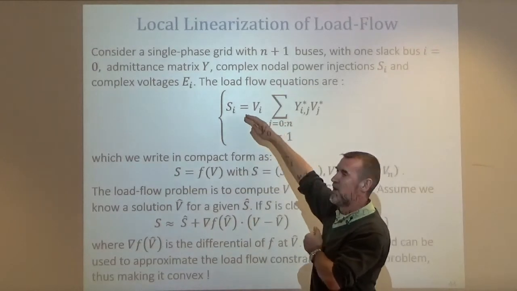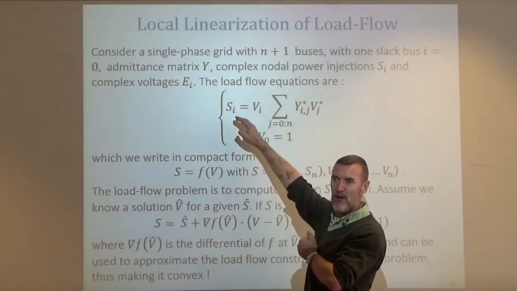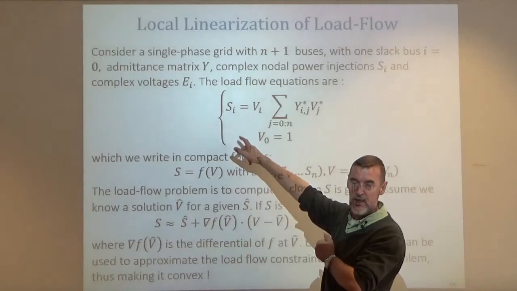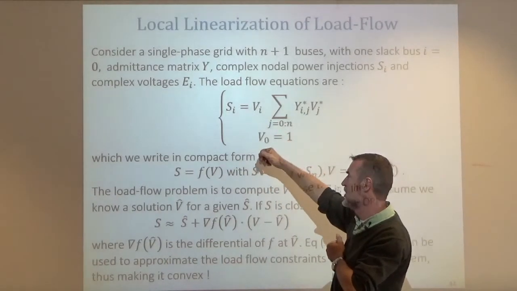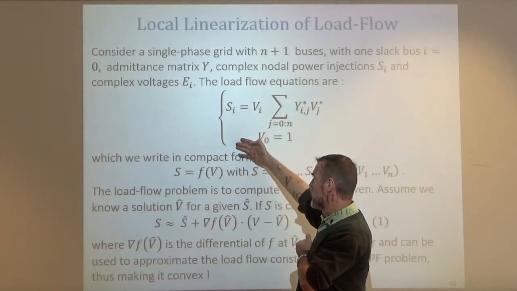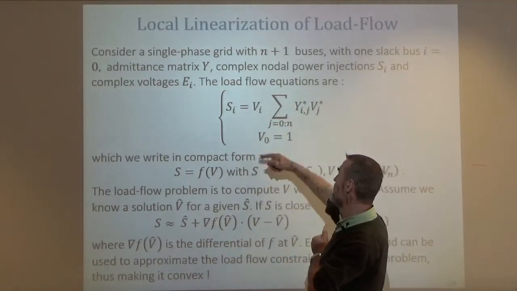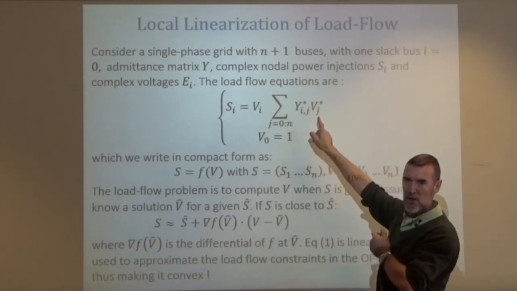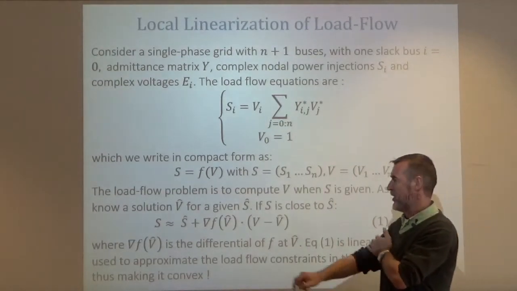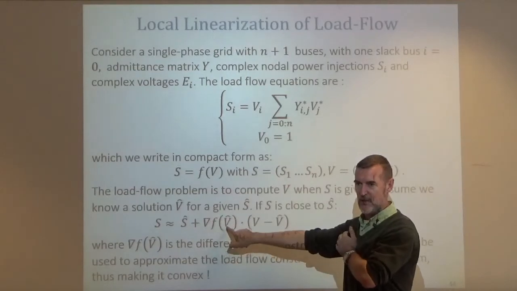So I write this in rectangular coordinates. For every S, I have 2 coordinates. If I'm in 3-phase, I have 6 coordinates. So I write all the coordinates, and for every formula of the coordinates, I take the derivative with respect to all the V's, rectangular and imaginary parts of all the V's. I obtain the matrix of all derivatives here.